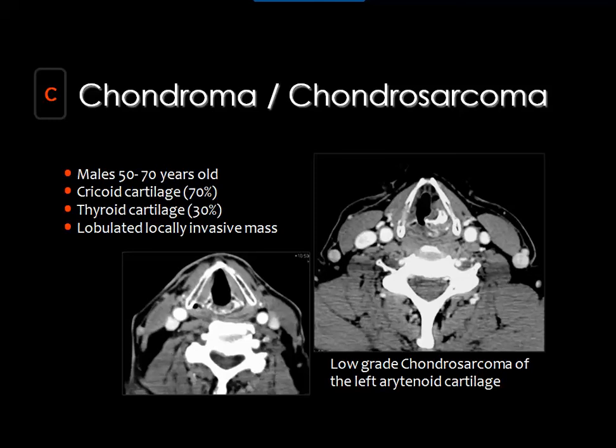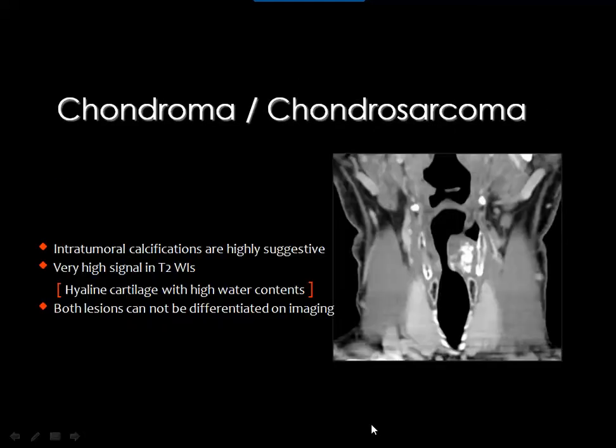Because of the presence of a lot of cartilage in the larynx, you may get chondroma and chondrosarcoma. And these lesions are usually or more commonly affecting the cricoid cartilage, followed by the thyroid cartilage, and less commonly the arytenoid cartilage, as you can see in this particular case, with a lesion infiltrating the region of the cricoid cartilage with matrix calcification, and this was proved to be a low-grade chondrosarcoma of the left arytenoid cartilage.